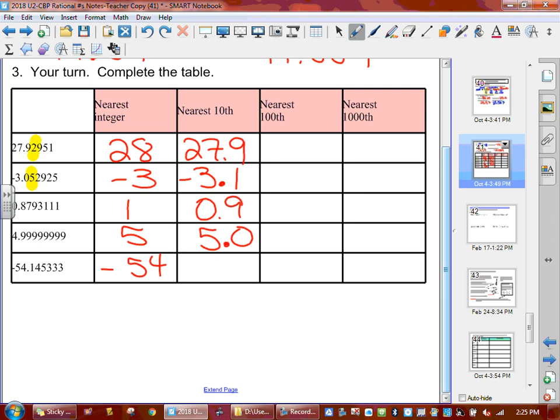The next one, that 4 makes the 1 stay the same. So this is going to be negative 54.1. That 1 doesn't change. You just cut off all the other numbers. Okay? Now we're going to do the same thing, only we're going to look at the 100th spot. So we want to look at the decimal after that number. So the decimal after that number is the third digit after the decimal. So that third digit after the decimal, what does it do to that other one?